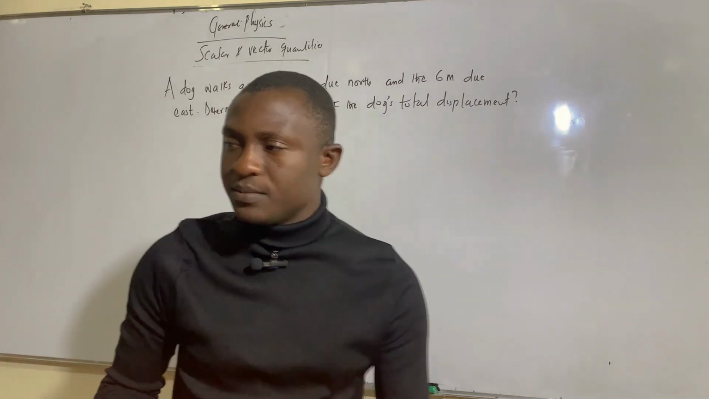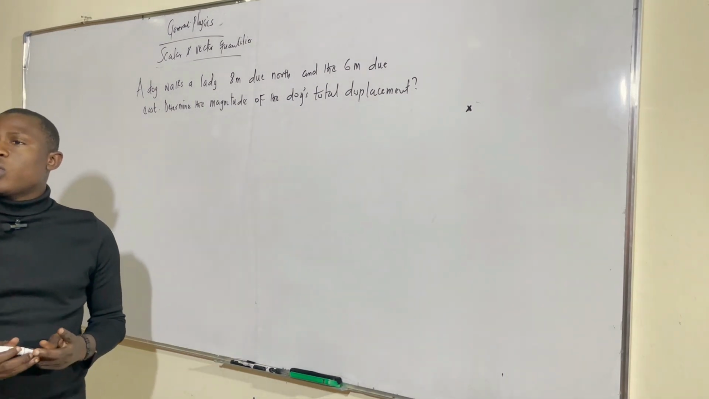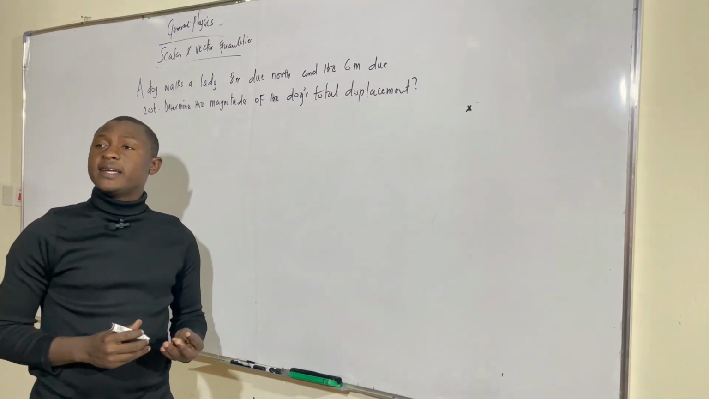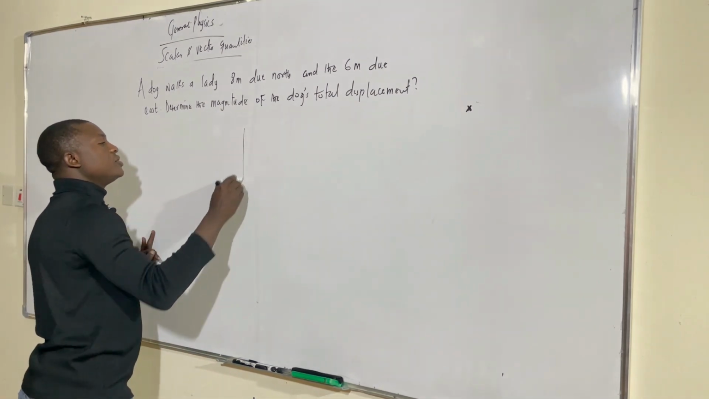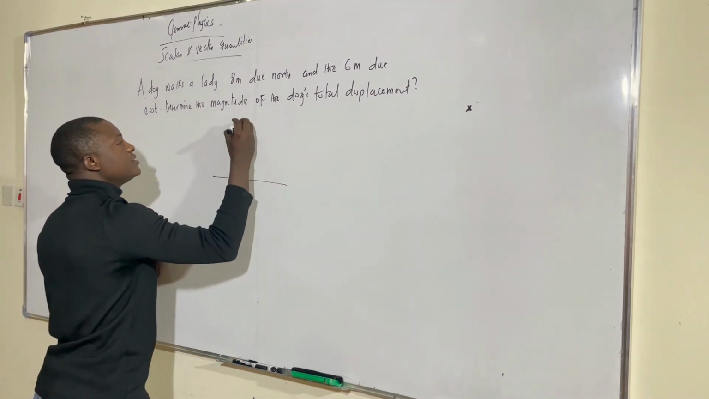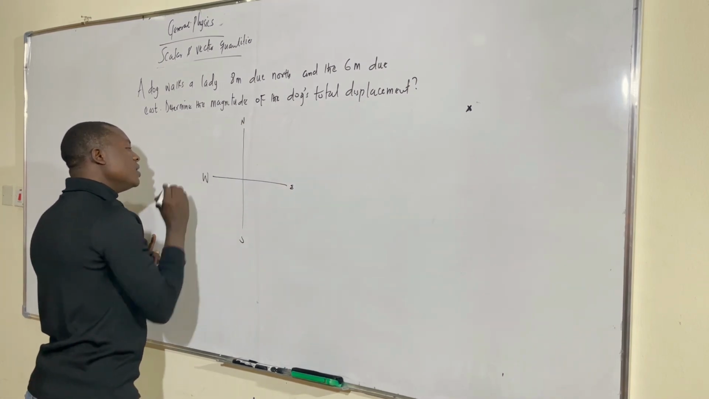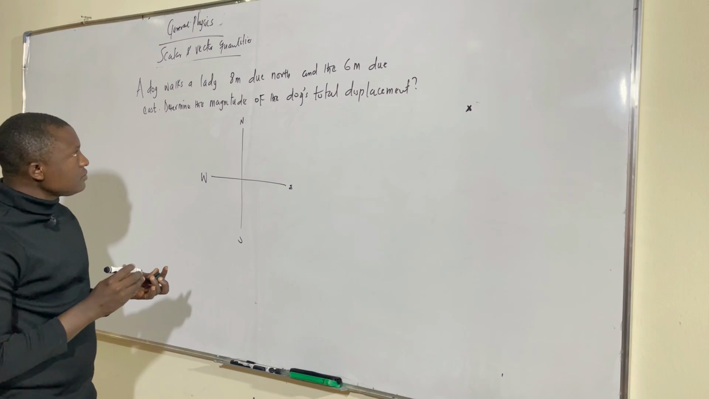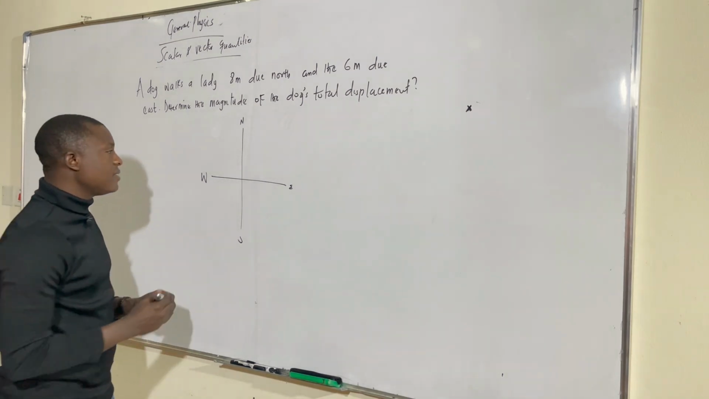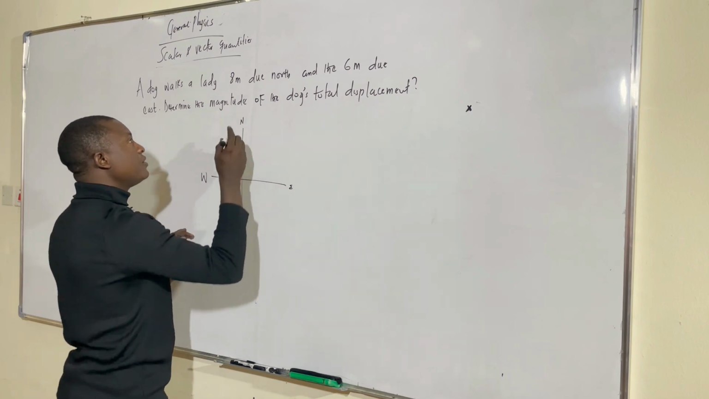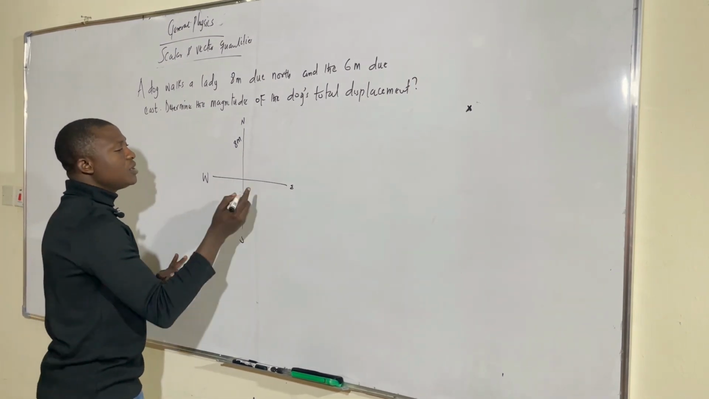So let's look at this problem. Here they said a dog walks a lady 8 meters due north. You can see we are given direction here. So let's draw the diagram. We have something like this: this is north, this is east, this is south, and at the same time, this is west. Now, a dog walks a lady 8 meters due north, so it's going in the direction of north for 8 meters, then 6 meters due east.